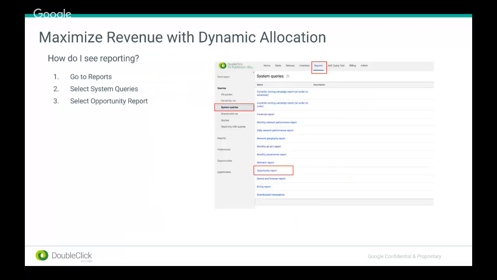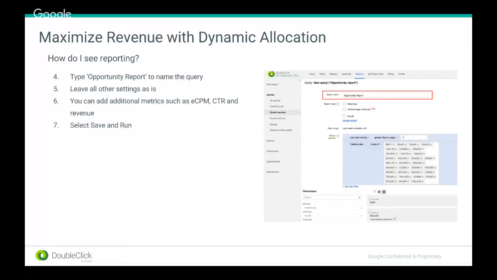So how do you see it in reporting? Okay, so again, go back into your DFP account and go to reports on the top column. You then need to select system queries, which is underneath queries on the left-hand side. And then in order to see the report, select opportunity report. You can type opportunity report into name the query, and then you can leave all of the settings as is. And then you can add additional metrics such as the eCPM that we talked about, the CTR and the revenue. Then you'd save and run.